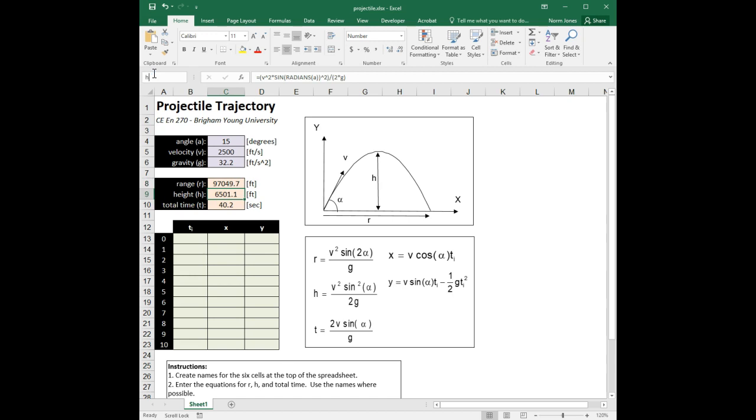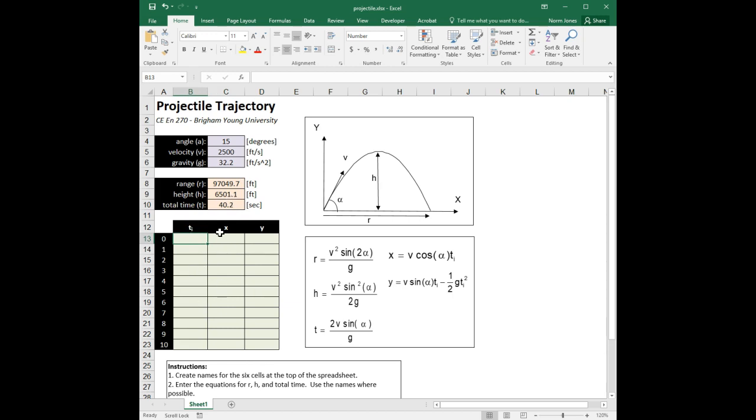This we can call H. And this one I'm going to call T, let's see, got to go up here, T underscore T, TOT, for the total time. Pick that out there, that's all right. And now down here, we're back to where we started.